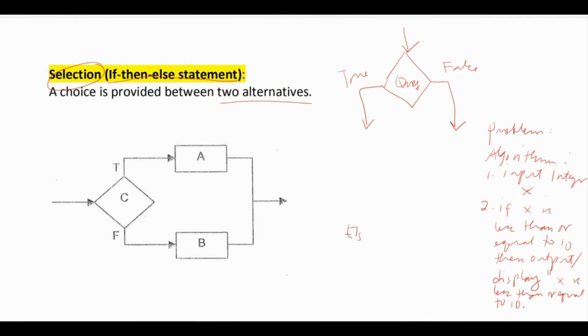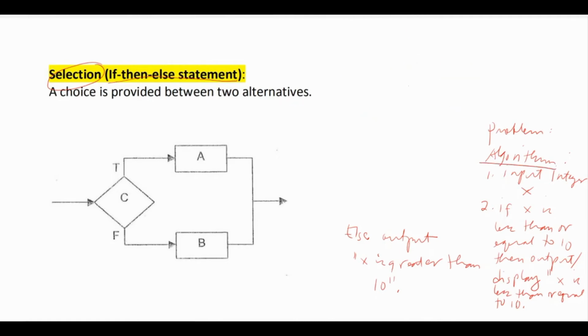So you say else, output or display the statement x is greater than 10. And then that's the end, right? So if we're going to draw or construct the flowchart equivalent to this algorithm, you start and then we initialize variable x. We set x to 0. After that, we input the actual value.